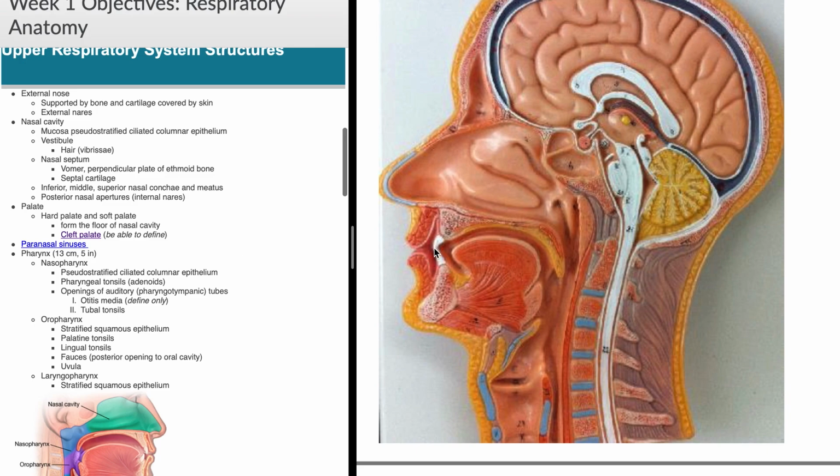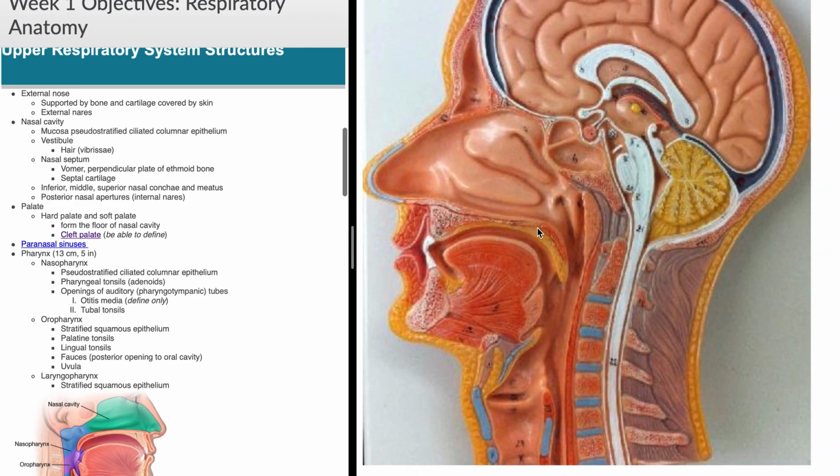And so our last topic for this video will be the palate. So I'll stick with this picture here. Your palate is the roof of your mouth. That's what it is. And the roof of your mouth is made up of a bony section as well as a soft tissue section in the back third.